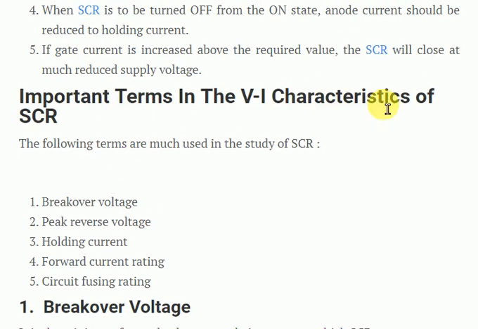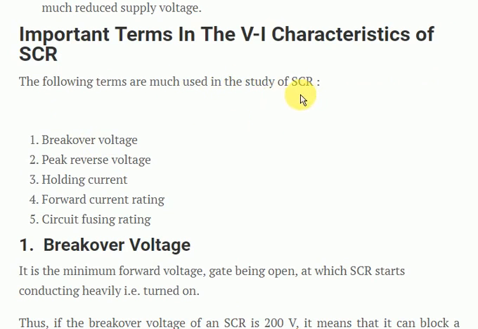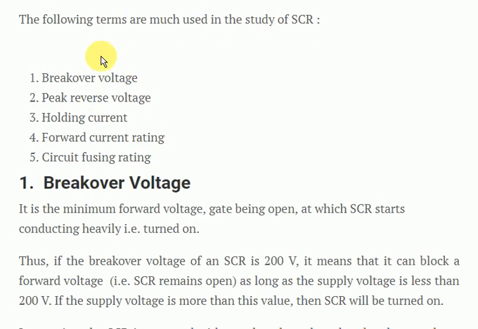Important terms in VI characteristics of SCR. The following terms are much used in the study of SCR. Breakover voltage: it is the minimum forward voltage, with the gate open, at which the SCR starts conducting heavily and turns on. That means it is the minimum voltage required with the gate being open, with no voltage at the gate, at which the SCR starts conducting heavily.